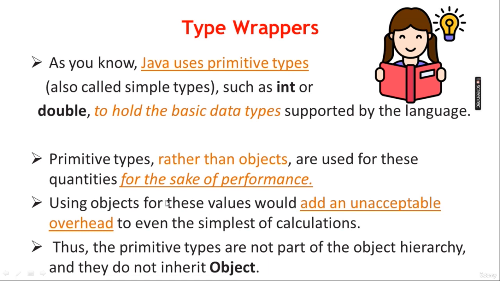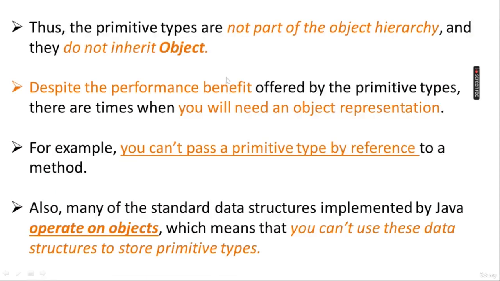The primitive types are not part of the object hierarchy and they do not inherit objects. Okay, they are separate types. They are not part of the object hierarchy and they are not implicitly objects.